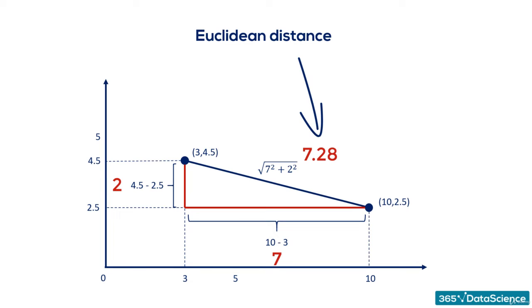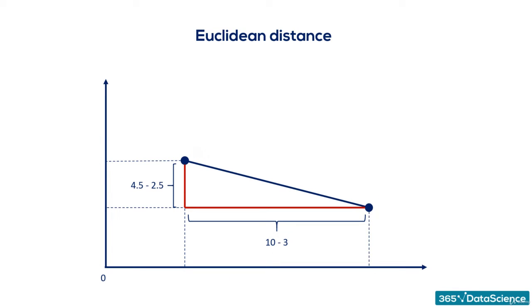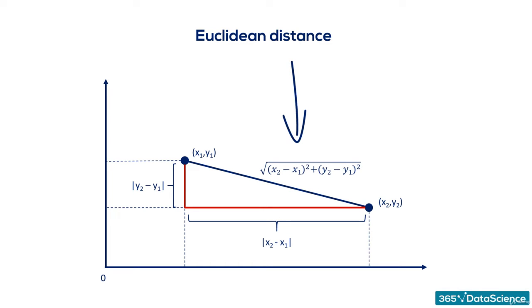All right. Can we parameterize this? Say the coordinates of the 2 points are (x1, y1) and (x2, y2). In this case, the sides of the triangle are the absolute values of the differences between the x's and the y's. Then, following the Pythagorean theorem, the Euclidean distance between the points is the square root of the sum of the square differences. That's also the Euclidean distance formula.